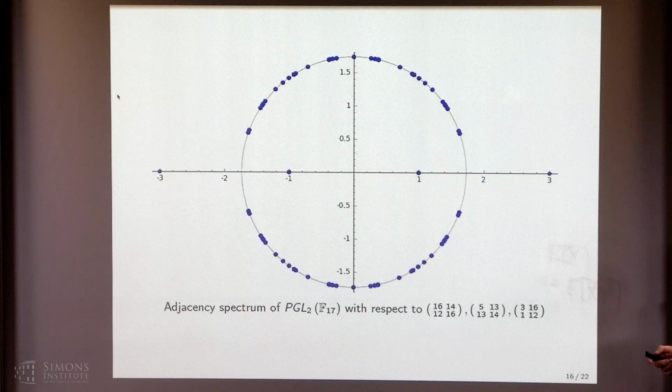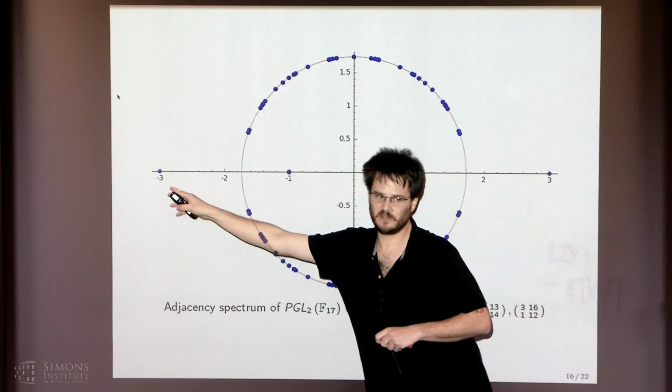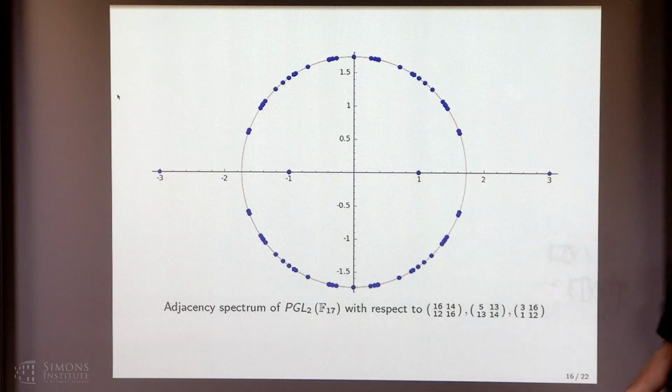Here's another example. For F17, I have a bipartite one, so I also have the minus 3. But I don't understand. Is it the same as just the Ramanujan property? Yeah, of the line graph. Yeah, so you could ask for a Ramanujan graph whose line digraph is a Ramanujan digraph. This is what we get.